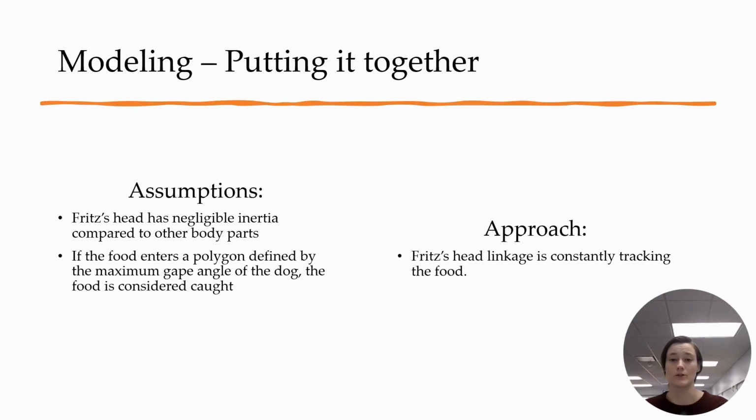Next, we combined our two models in order to get results. Our approach was that Fritz's head linkage is constantly tracking the food. In order to do this, we made a few more assumptions. First, we said that Fritz's head has negligible inertia compared to his other body parts. We also said that if the food enters a polygon defined by the maximum gape angle of his mouth, the food is considered caught.